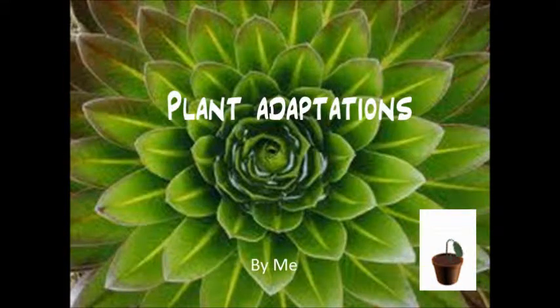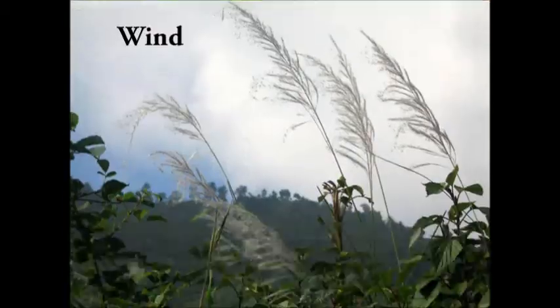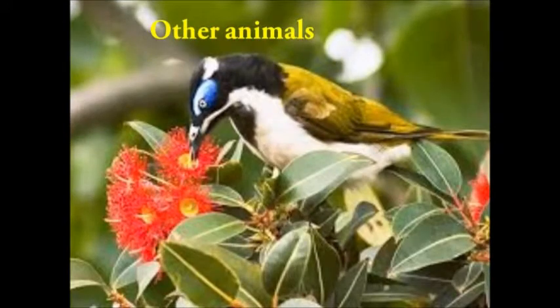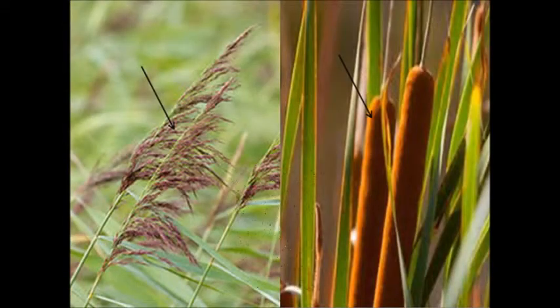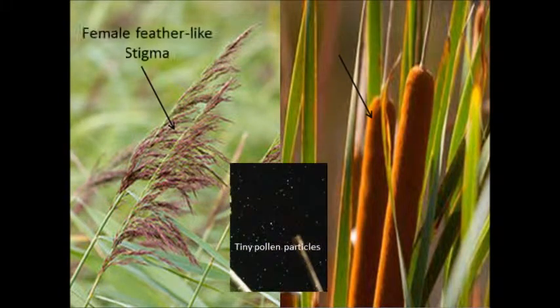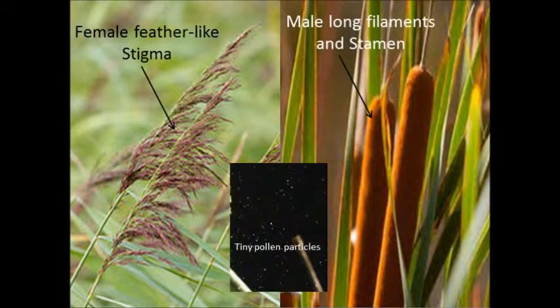Over time, Australian flora has adapted to the use of wind, insects, and other animals for pollination. Many plants such as reeds have adapted for wind pollination by producing larger amounts of lighter pollen to be picked up by air currents. Long feather-like stigmas are used to catch the pollen from the air, and long filaments with exposed stamens have adapted to disperse the pollen to other plants more easily.